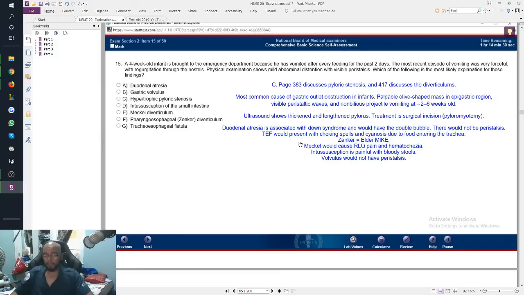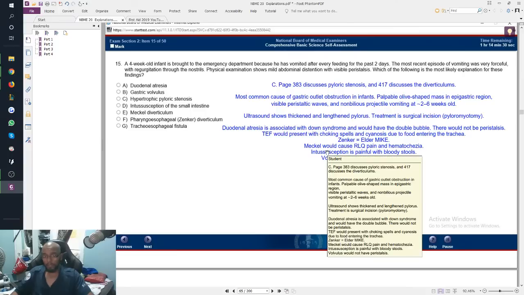TEF you can cancel because with tracheoesophageal fistula, you're not exactly getting the right amount of oxygenation. So you would have choking spells and cyanosis. Things from your esophagus are going into your trachea, so they're going into your lungs, so you're not breathing correctly and you're going to keep coughing. Zenker is in elderly people. The pharyngoesophageal, that's the smelly breath and everything else in the back of the neck.